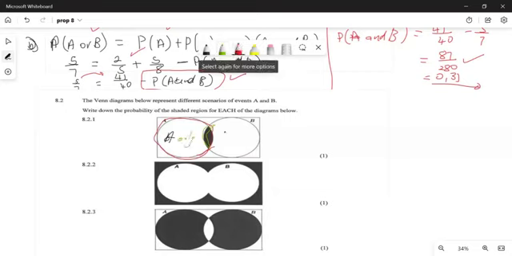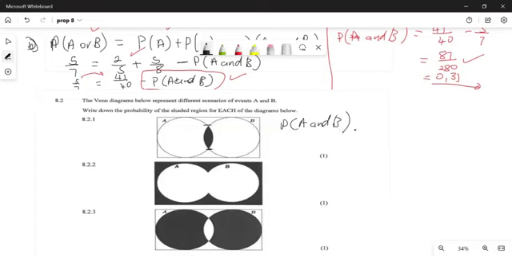And then what does this part represent here? B only. It's going to represent B only. Now what does this shaded part represent? It represents the intersection between A and B, which is the probability of A and B. You get that? Okay, now here, if we take everything here, this is the probability of A or B.